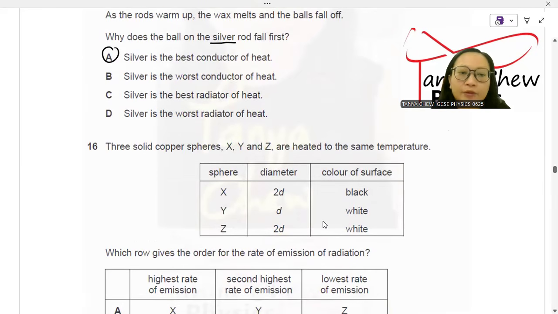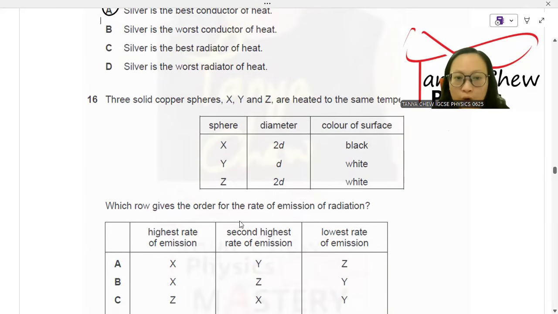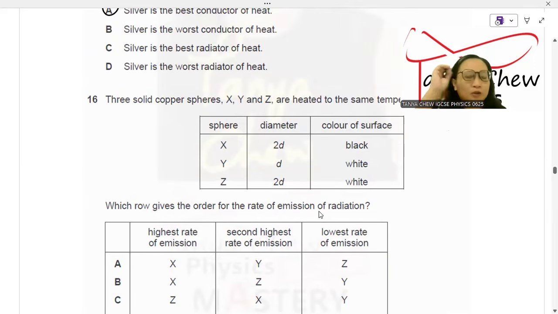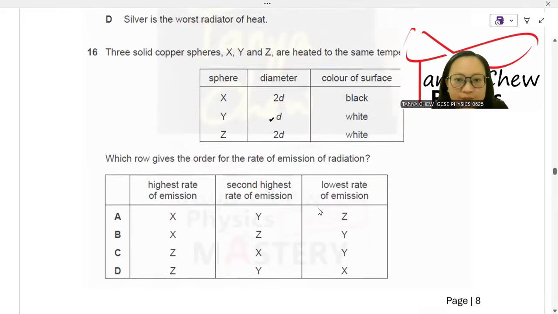Number 16, 3 solid copper spheres X, Y, and Z are heated to the same temperature. Which row gives the order for the rate of emission of radiation? Lowest rate of emission. Okay, I actually look from the back first. Diameter must be the smallest one because it cannot absorb that much of the heat, so it would not release a lot of heat. So I would say Y.